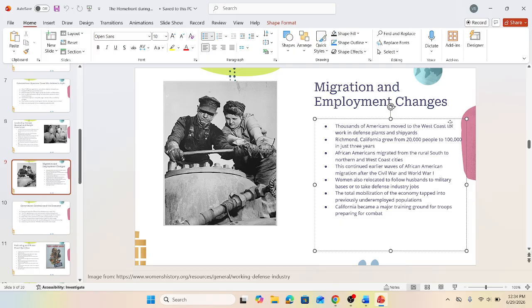So thousands of Americans moved to the West Coast to work in defense plants and shipyards. Richmond, California, a town in California, grew from 20,000 people to 5 times that in just 3 years. African Americans migrated from the rural South to the northern and western coast cities, which was a continuation of earlier waves of African American migration. Women also relocated to follow their husbands to military bases or take defense industry jobs.